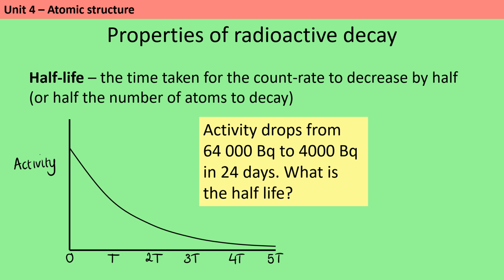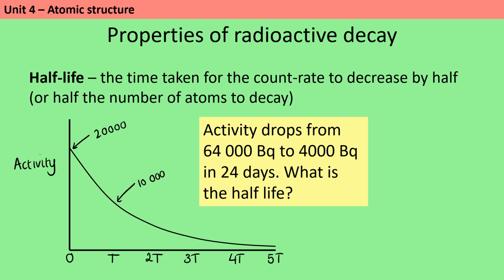So on a graph, it's going to look like this, and you're either going to have the number of atoms on your y-axis or activity on your y-axis. You treat it exactly the same. But basically what we're saying is that if we started off and we had a count rate of 20,000 becquerels, then in order to work out the half-life, I would say, well, how long does it take to get to 10,000 becquerels? And then I could read off on the x-axis the amount of time that that's taken, and that's my half-life. Okay, so here I've shown it as t.